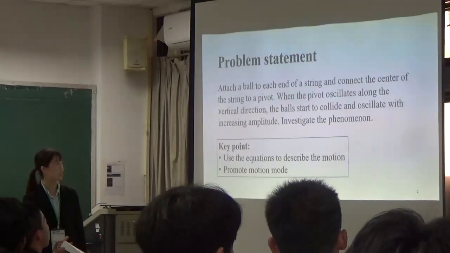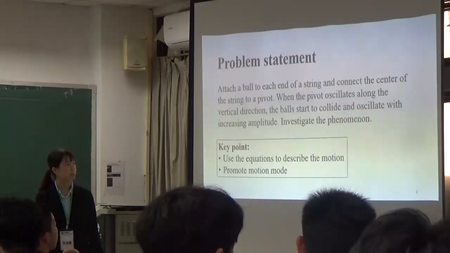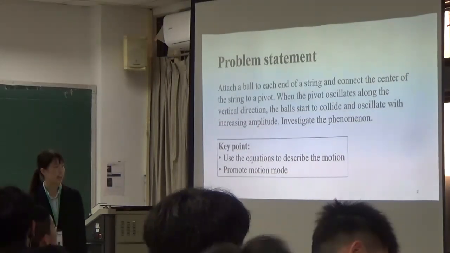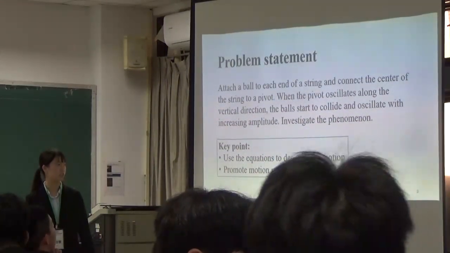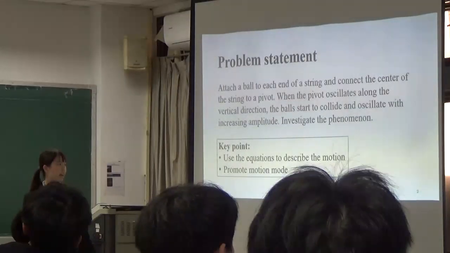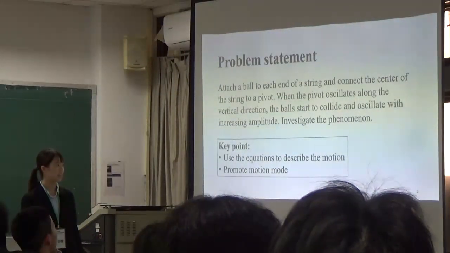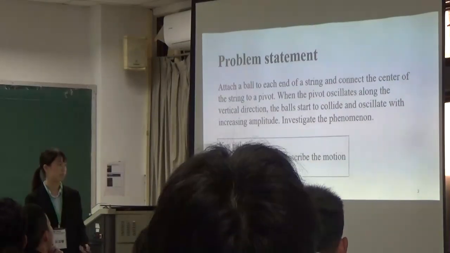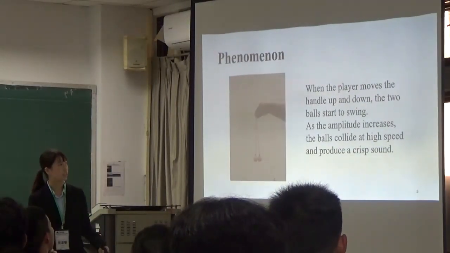String and connect the center of the string to a pivot. When the pivot oscillates along the vertical direction, the balls start to collide and oscillate with increasing amplitude. Investigate the phenomena. There are 3 key points we may focus on. Use the equation to describe the motion, and we will propose the motion mode. And this is the phenomena.